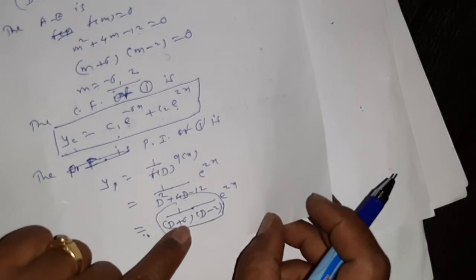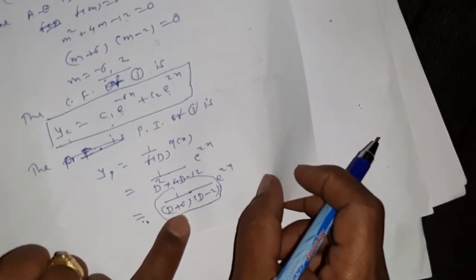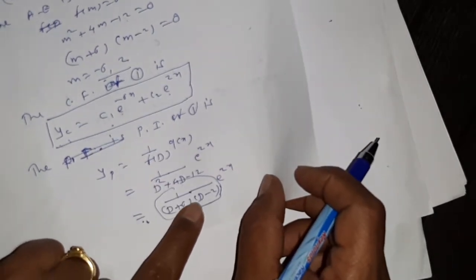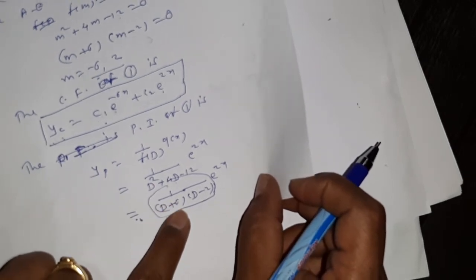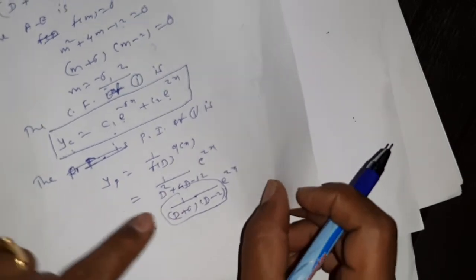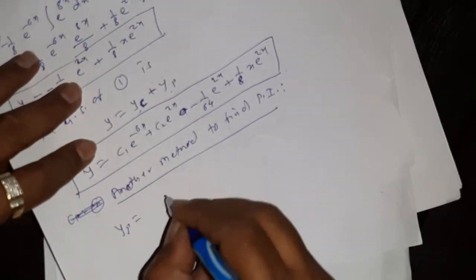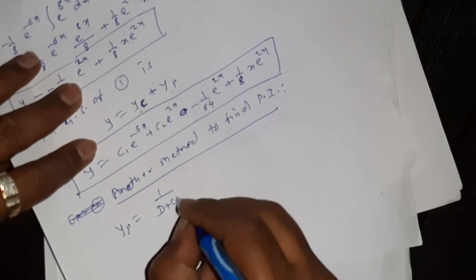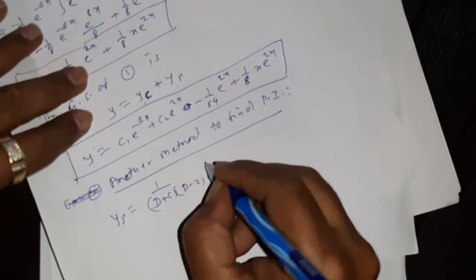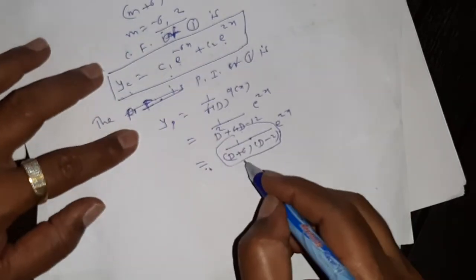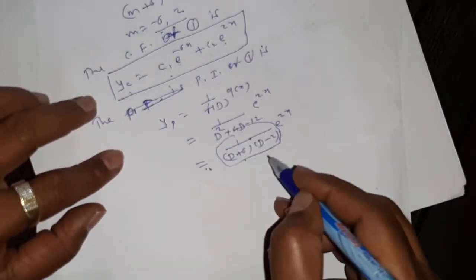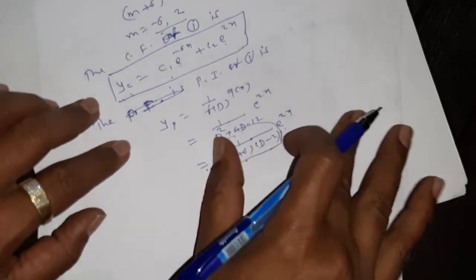So instead of factorization, we can find the particular integral. That is this step. From this step we'll apply two methods, another method from this step. So what is yp? Yp is 1 by D plus 6, D minus 2, e raised to 2x. This is yp, 1 by D plus 6, D minus 2, e raised to 2x.